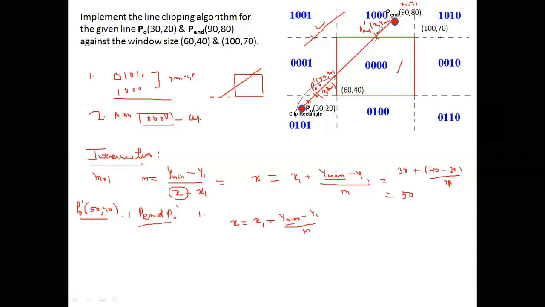So in this we are finding out the value of X, because whenever the line will be cut across this edge, X will be varying and Y will remain the same. And what Y will remain the same? Y max. So the slope of a line is given by M, we know it, and the X will be X1 plus Y max minus Y1 divided by the slope of the line.